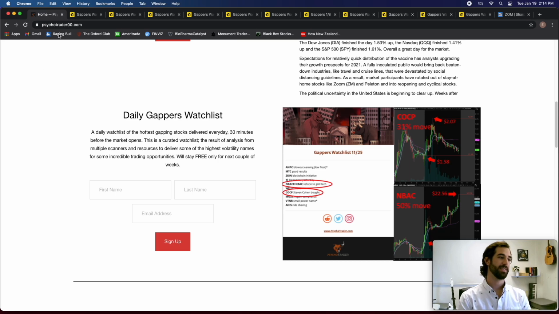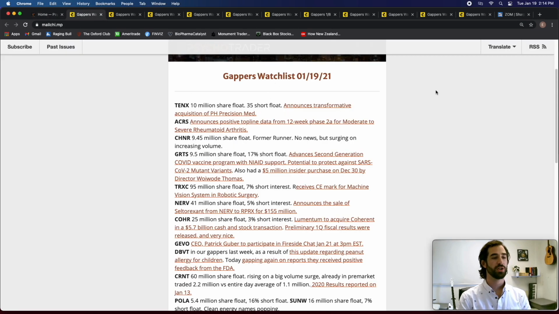So what is it? This is what a Gappers watch list looks like. I'm recording this on Tuesday, January the 19th, 2021, and this is the actual watch list we sent out this morning. You'll basically have the ticker symbol in bold. Sometimes there's a reference to the share float or short float, and then you'll have hyperlinks to recent press releases or commentary from the team here at Psycho Trader. Just remember, we're doing these every day, and sometimes we pick up on patterns or on tickers that are repetitive in a given time, and we'll make sure to let you know.